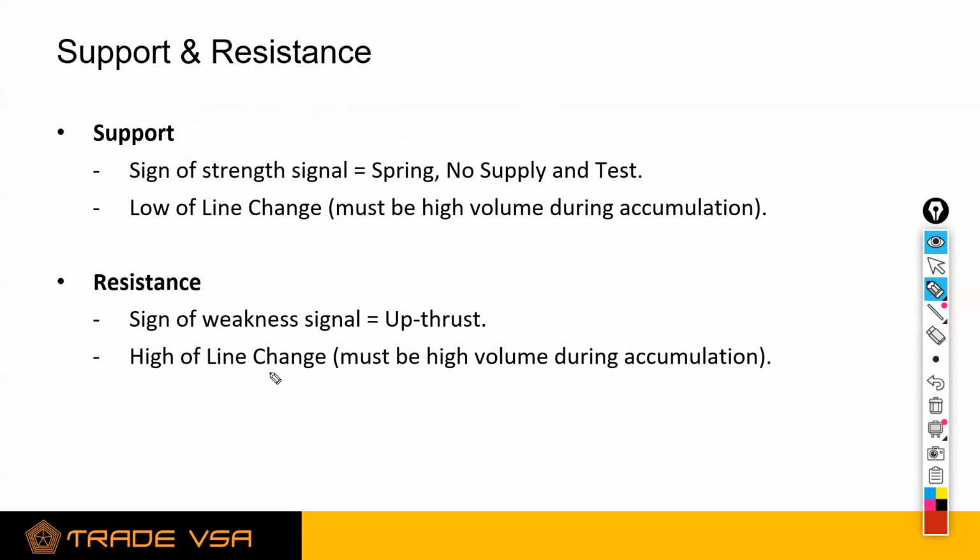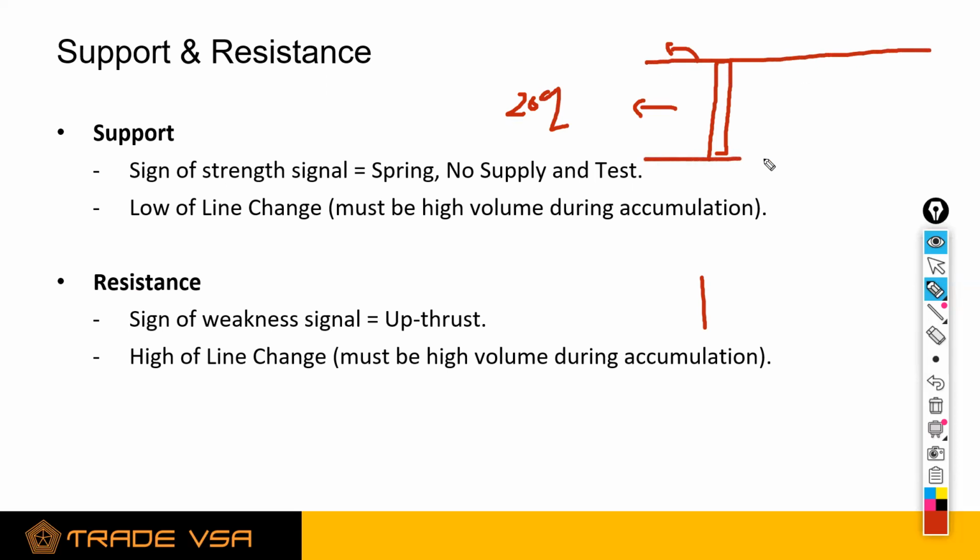Now the high of the line change you can also use. Usually when the price goes up climactically, for example this candle over here is 20%, technically at the top you will see some sellers coming in because of profit taking. So here will become a resistance. At the bottom here, because smart money is trying to push the price up, it will be your support level.